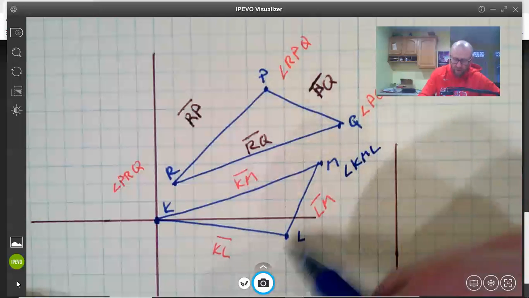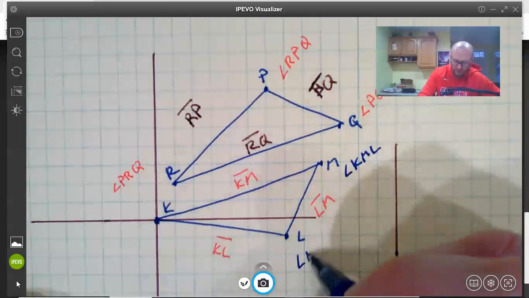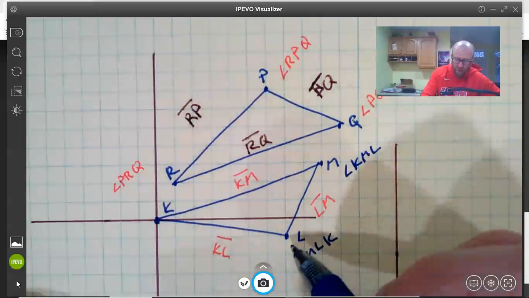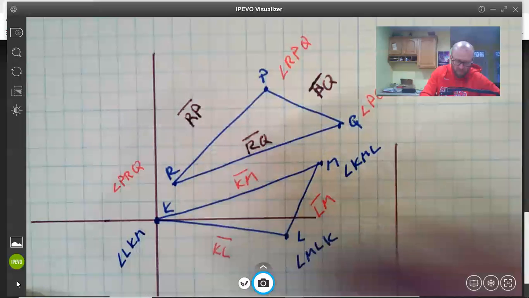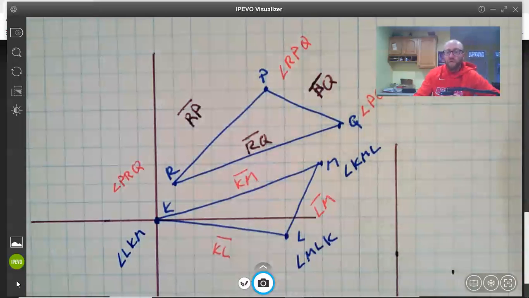And down here, we've got angle KML. Angle MLK, and angle LKM. So those are all the angle names. So 3 angles and 3 sides for each triangle. And you just need to pair them up.